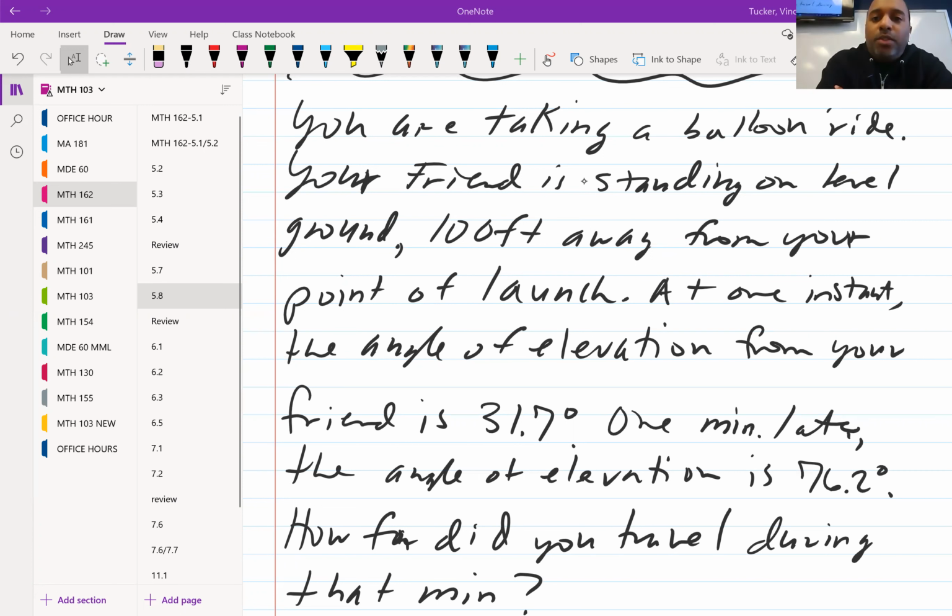All right, so you are taking a balloon ride with your friend. Your friend is standing on level ground 100 feet away from your point of launch. At one instant, the angle of elevation from your friend is 31.7 degrees. One minute later, the angle of elevation is 76.2. How far did you travel during that minute?